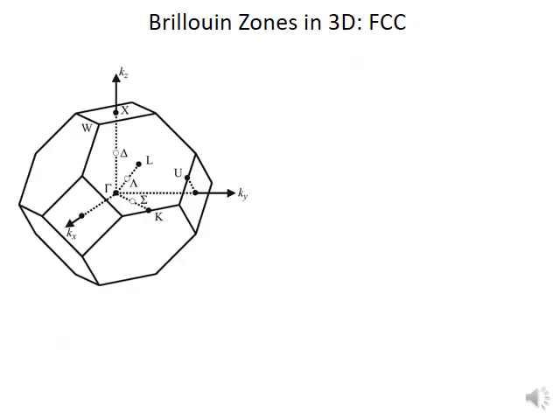So you can also define those critical points in FCC and BCC crystals as well. So this is the Brillouin zone of the FCC crystal, or the Wigner-Seitz cell of the FCC crystal in the reciprocal space. You have this gamma point, which is in the center. Then you have these kx, ky, kz, these three different directions.